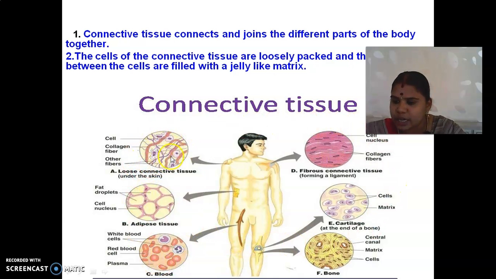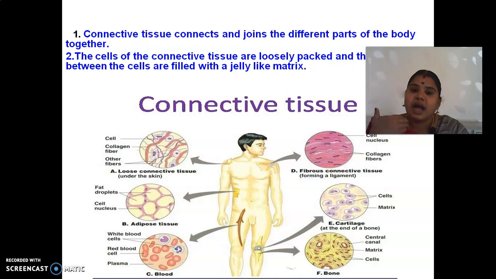Okay, so here you can see some of the types of connective tissues shown here. See here, this is one type of tissue which is present under our skin. This is adipose tissue. Adipose tissue contains excess fat globules.